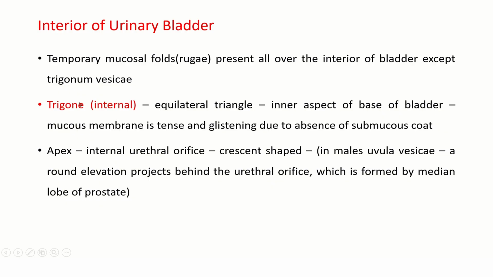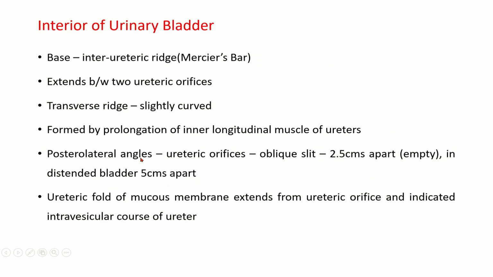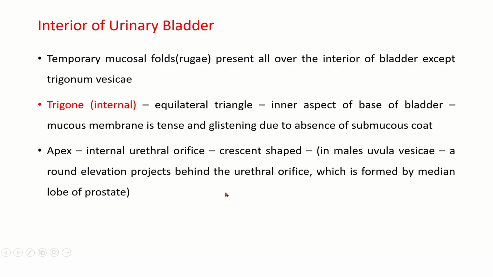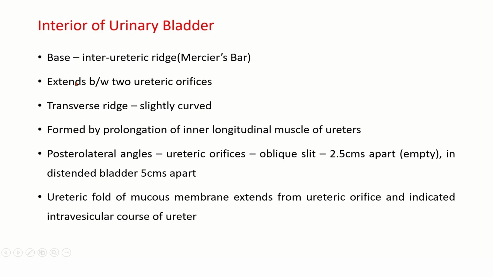The apex of this trigone is formed by the internal urethral orifice. It is crescent shaped. In males, the uvula vesicae, a round elevation, projects behind the urethral orifice, which is formed by the median lobe of the prostate. If this lobe is enlarged, it will cause difficulty in micturition. Then the base is formed by the interureteric ridge, which is called Mercier's bar. It extends between the two ureteric orifices. The transverse ridge is slightly curved, formed by prolongation of the inner longitudinal muscle of the ureters.